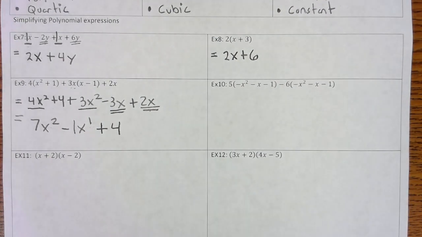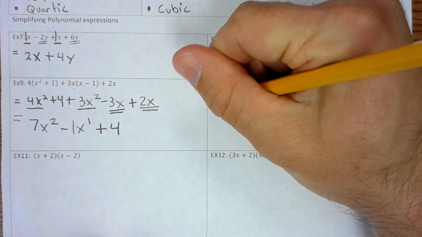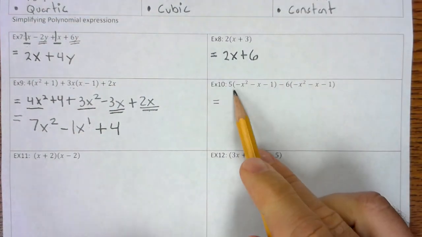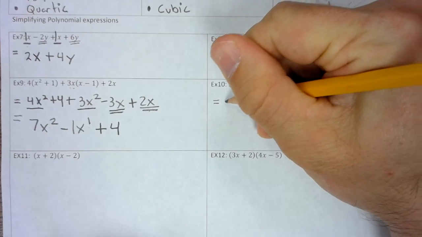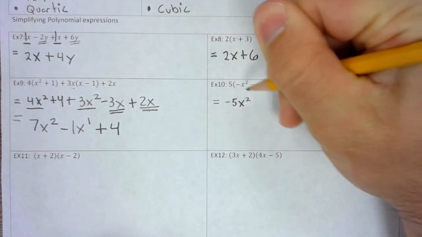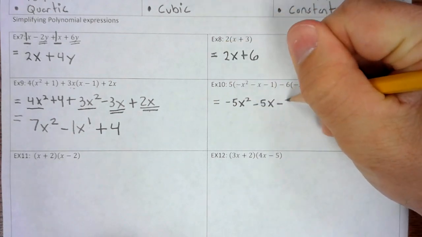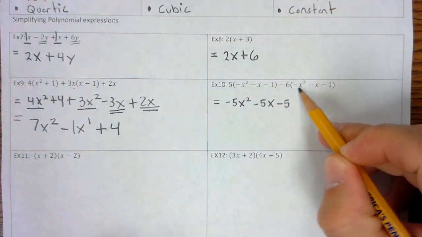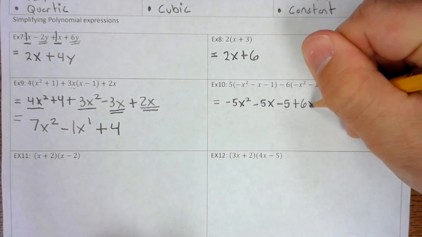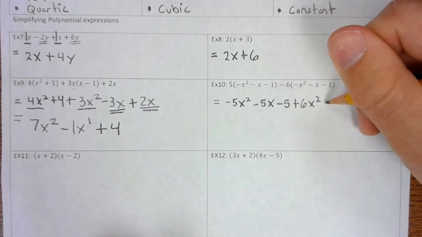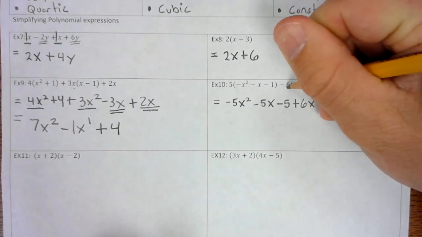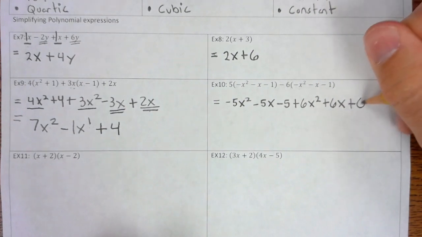All right, example 10. So we distribute to remove parentheses, so 5 times the negative x squared is negative 5x squared. 5 times negative x is negative 5x. 5 times negative 1 is negative 5. Negative 6 times negative x squared is a positive 6x squared. Negative 6 times negative x is a positive 6x. Negative 6 times negative 1 is a positive 6.